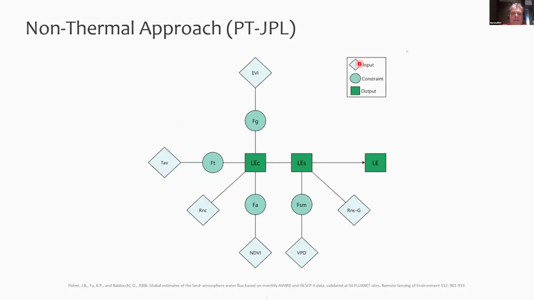So this is a schematic of the Priestley-Taylor JPL model. This is actually the model I used for my dissertation at UC Santa Barbara. And it's basically the canopy component of latent heat and the soil component, also the water intercepted and evaporated by the surface. But in dryland areas, we usually assume that's zero.